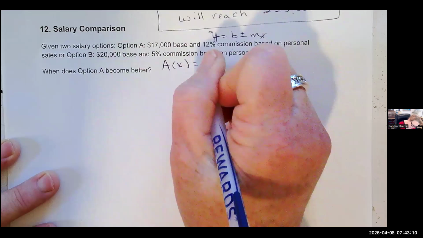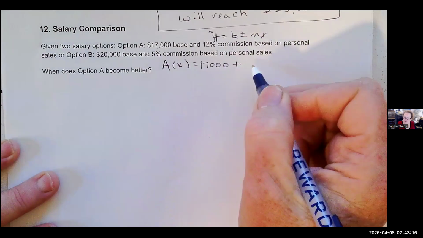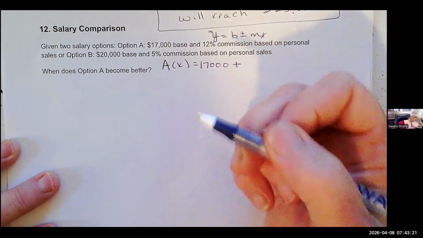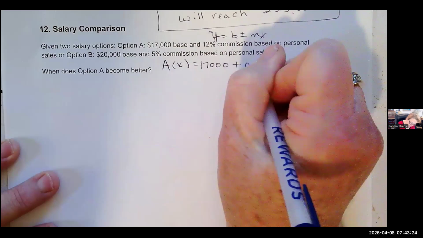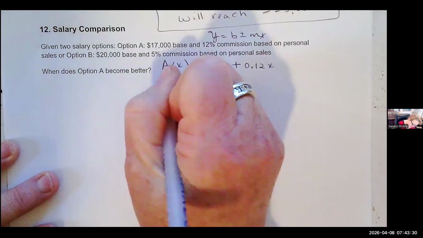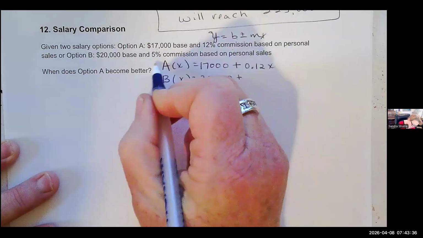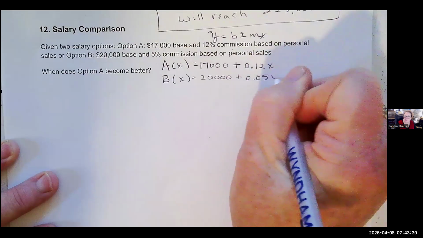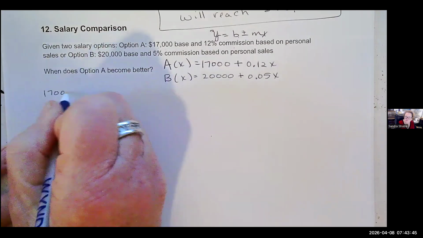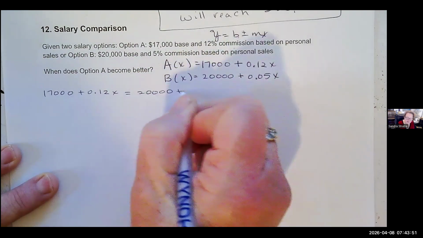And then you get an extra 12%. Now with the 12%, it's best if you just go ahead now and change it from a percent to a decimal so that whatever number you end up with, it's the right number. So 0.12X. To change percent to a decimal, you divide by 100. For option B, it has a base of 20,000 with a 5% commission, so 0.05 of all your personal sales. All right, now let's set each of these equal to each other, and solve for X.